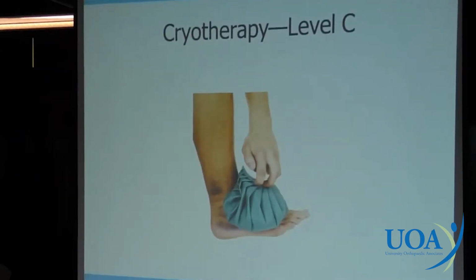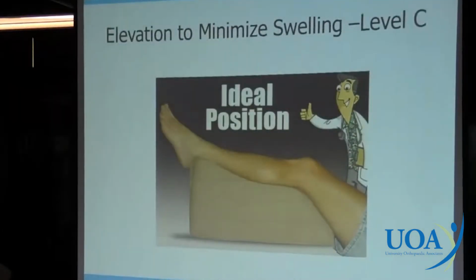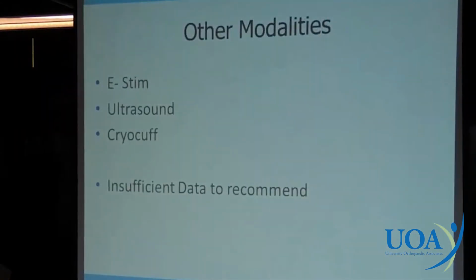Some of the ones we use on a regular basis are less supported by the literature, mostly because it's hard to get a randomized study as to who you're going to use ice on and who you're not going to use ice on. So they are supported by a lower level of evidence in the literature. Doesn't mean that we don't use them, but cryotherapy, compression wraps, and elevation are all things we just do on a regular basis to try and decrease the swelling and help the joint start to work with range of motion. Other modalities that have been suggested, such as E-stim, ultrasound, and cryo cuffs, currently there's insufficient data to recommend these treatments.